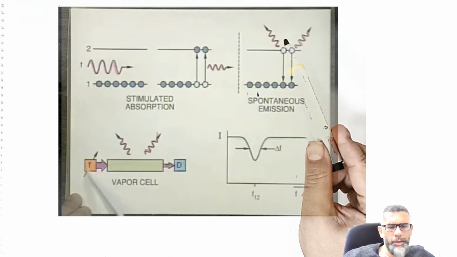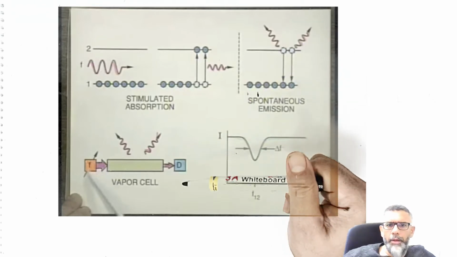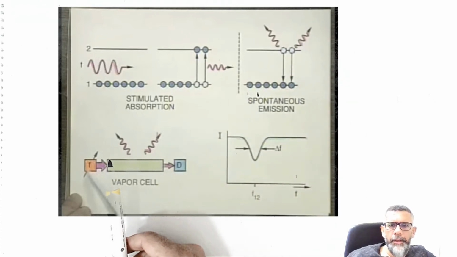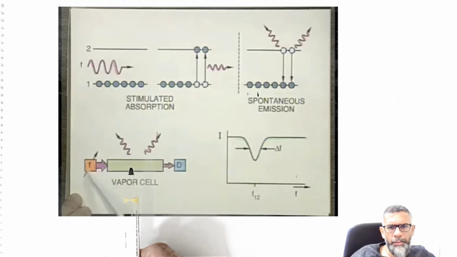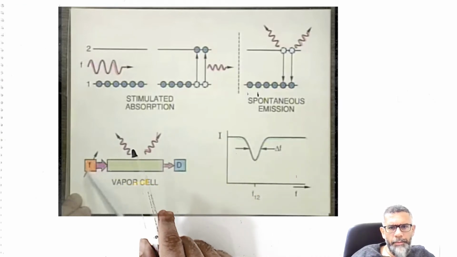And we will see what this preferred direction is. In experiments, we have some variable-frequency light that goes to the vapor cell. In the vapor cell there are some atoms, some medium that can absorb these photons, and we have a detector over here.